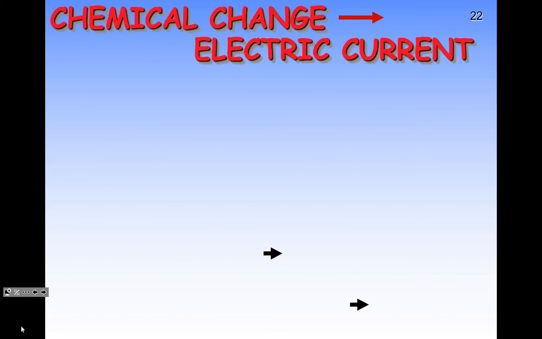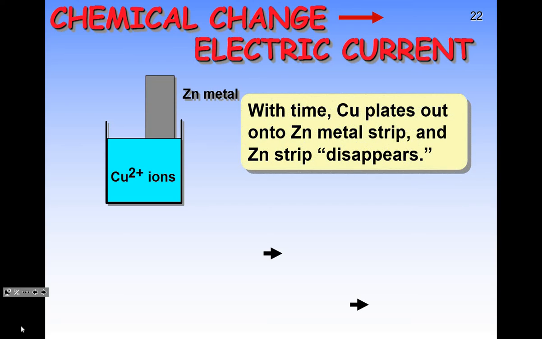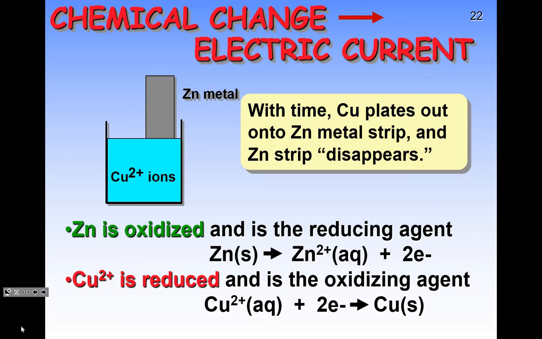All right. So chemical change is electrical current. So if I just took copper ions and I put zinc metal in, I would have a reaction going forward. Okay, with time, the copper would plate out and I'd get zinc metal. The zinc metal strip would disappear. That wouldn't really help me. I would know that zinc is oxidized because zinc is going into solution. And I would know that copper is reduced because it is coming out of solution, making a solid. Okay? These things I'd know, but as far as the reaction, it wouldn't help me any. It wouldn't give me any electricity.